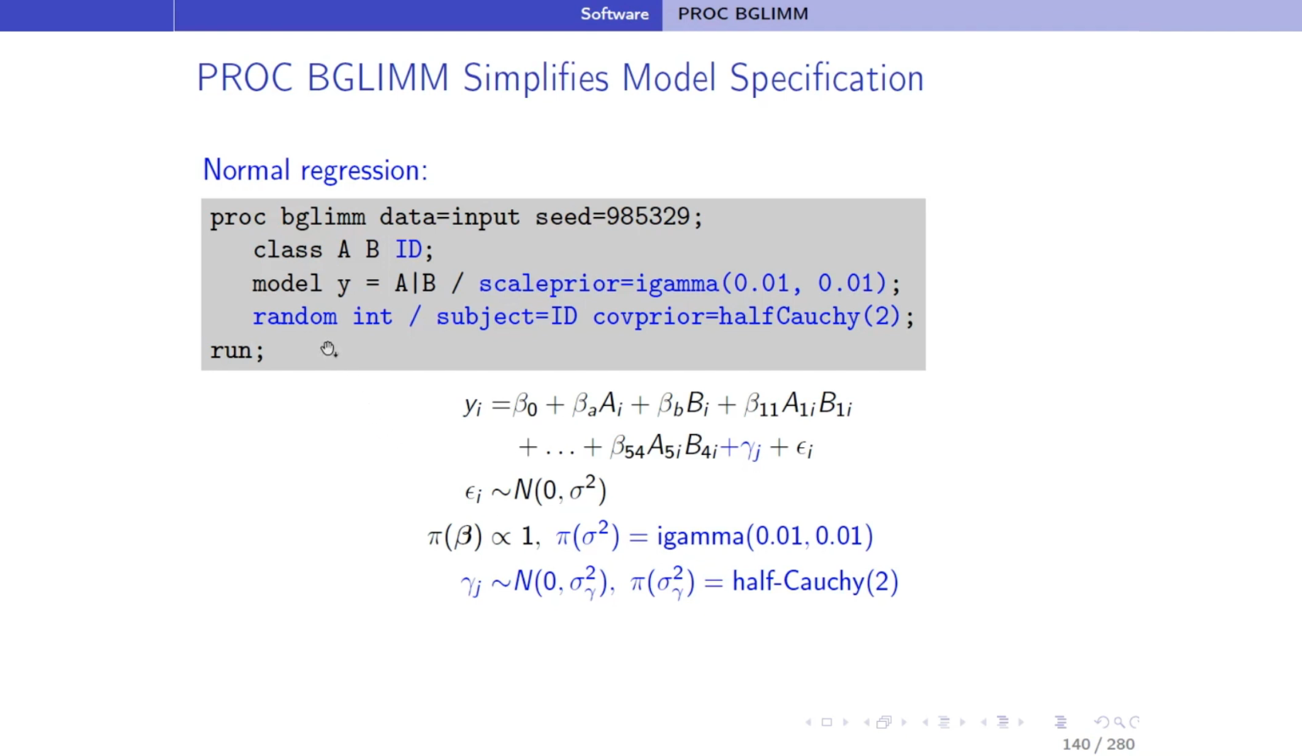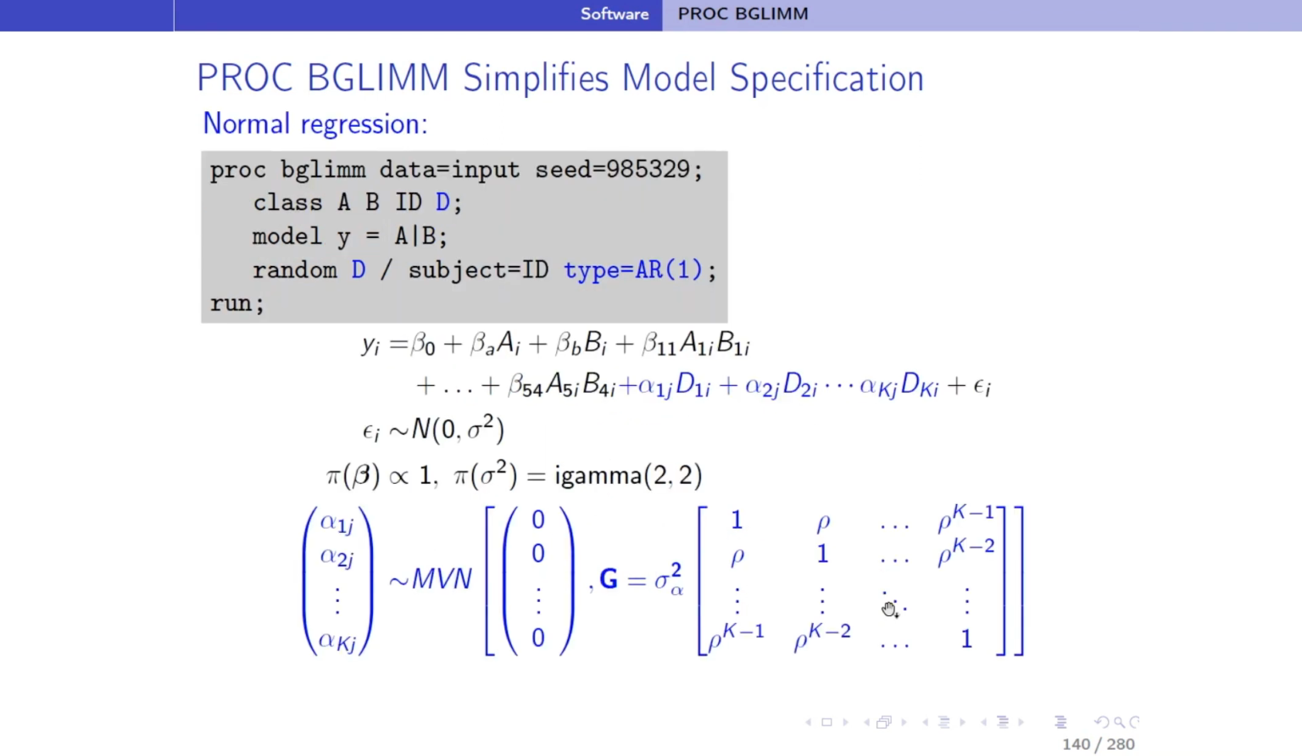Then I'm adding a random intercept model. A linear normal regression with a random intercept, where I add gamma j according to subject ID. Subject ID must be a class variable here. And for the G-side covariance prior for sigma gamma squared, gamma j is normal with mean 0 and variance sigma gamma squared, and pi of sigma gamma squared is half Cauchy with 2 degrees of freedom.